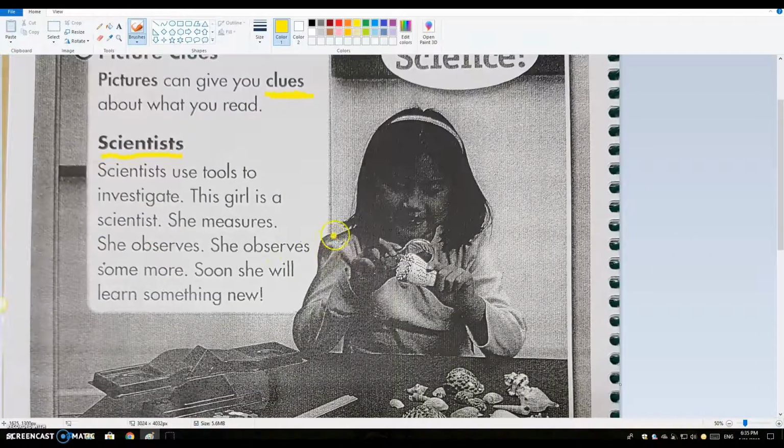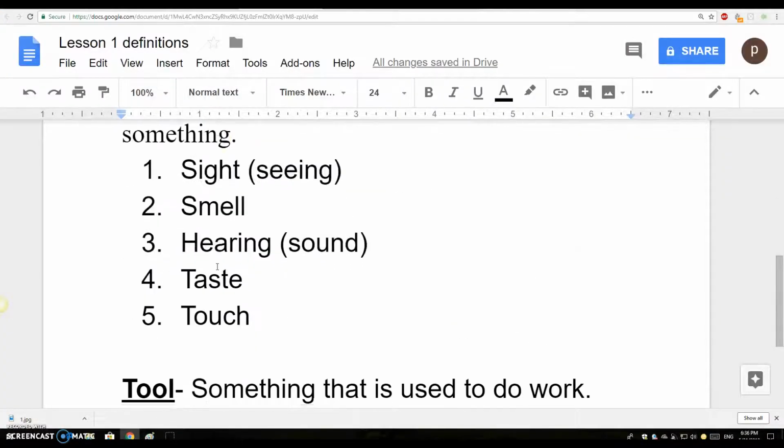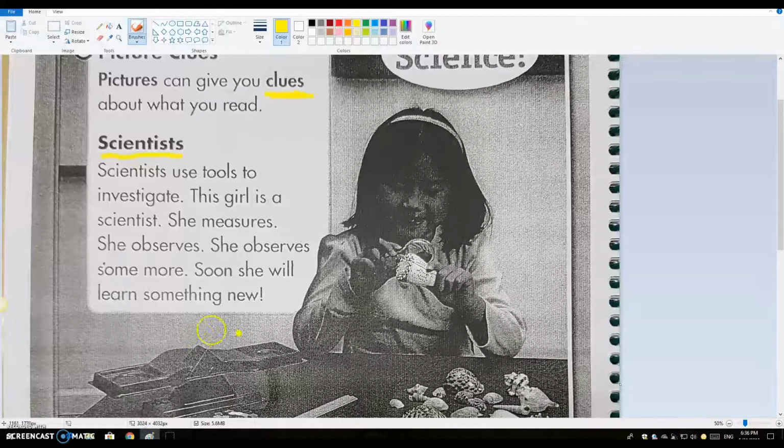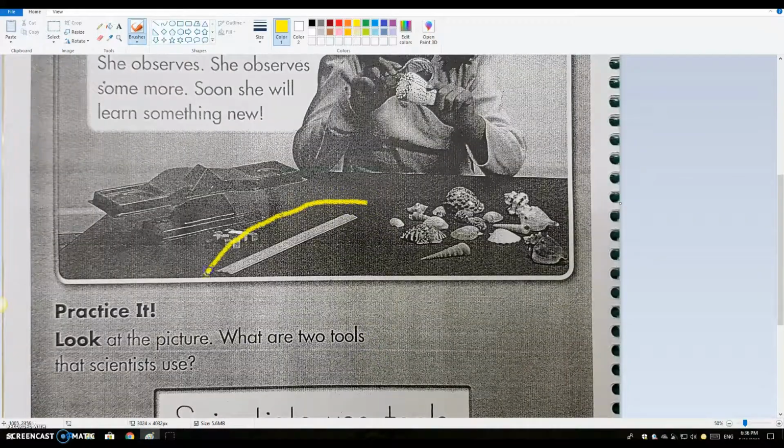Tools. Do we see any tools? Is this headband a tool? No, it's not a tool. What is a tool? Let's go to our definitions. A tool is something that is used to do work. There can be many tools. A shovel to dig, a pencil to write, a ruler to measure how long something is.